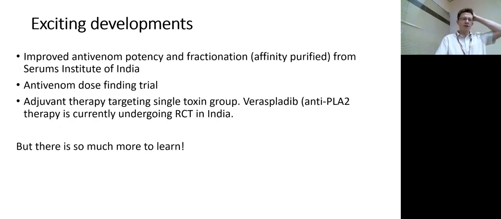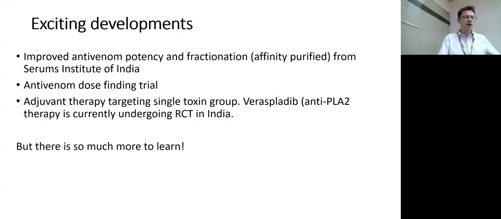So there are some exciting developments. There is an improved antivenom product with reportedly greater potency and fractionation. That needs to be trialed, but that's a development that should herald improved antivenom within India. Hopefully, the antivenom dose-finding trial that I've alluded to earlier might finally answer that question about what is the optimal initial dose. But just to touch upon 10 vials, where does that come from? Why do we use 10 vials? Well, the evidence to support the current initial dose is based on animal models, the amount of antivenom it takes to reverse the venom within a mouse. Now, mice poorly represent human models, and there is a desperate need to replicate well-designed dose-finding trials in humans.